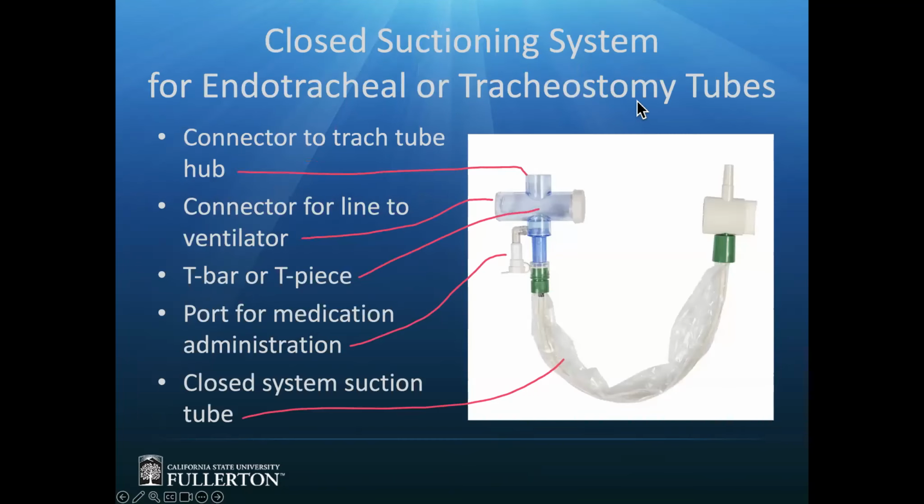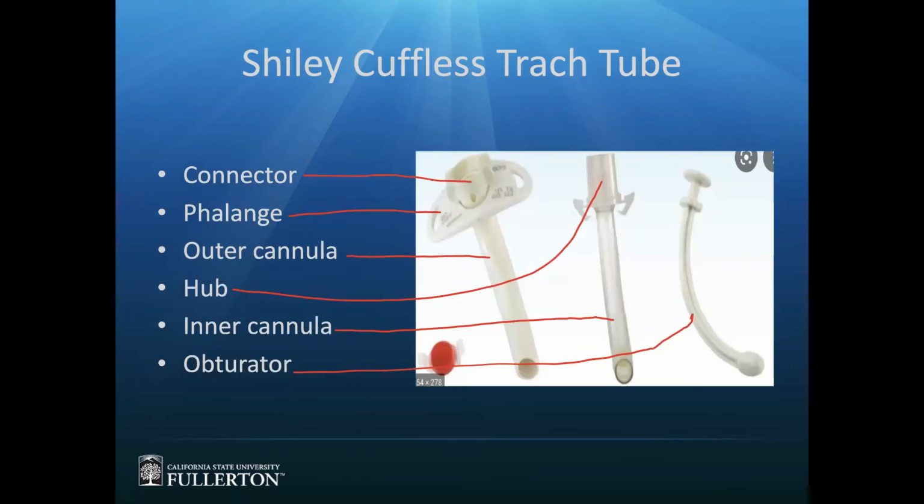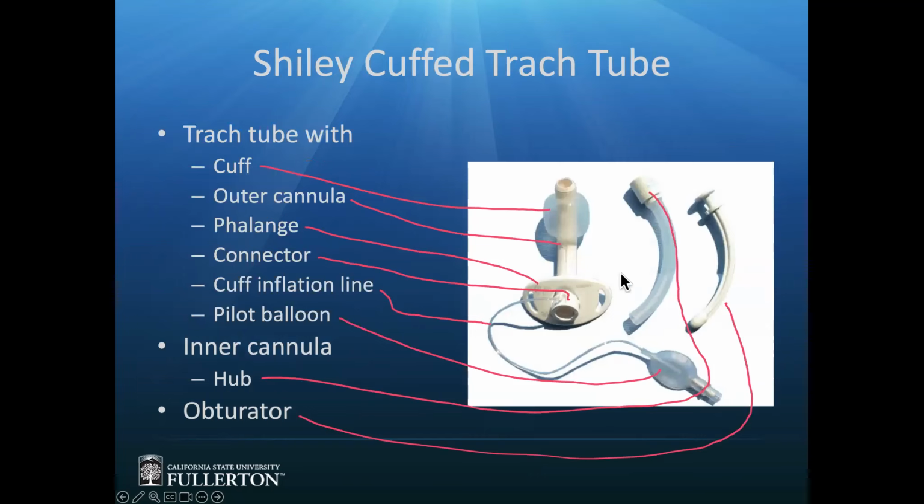All right, this is something that is related to what we've been talking about, and it's a closed suctioning system for an endotracheal tube or a tracheostomy tube. I'm going to go back just simply to a tracheostomy tube and explain the significance of tracheal suctioning. Let's go to this one, because this is complete. It's got everything in it.